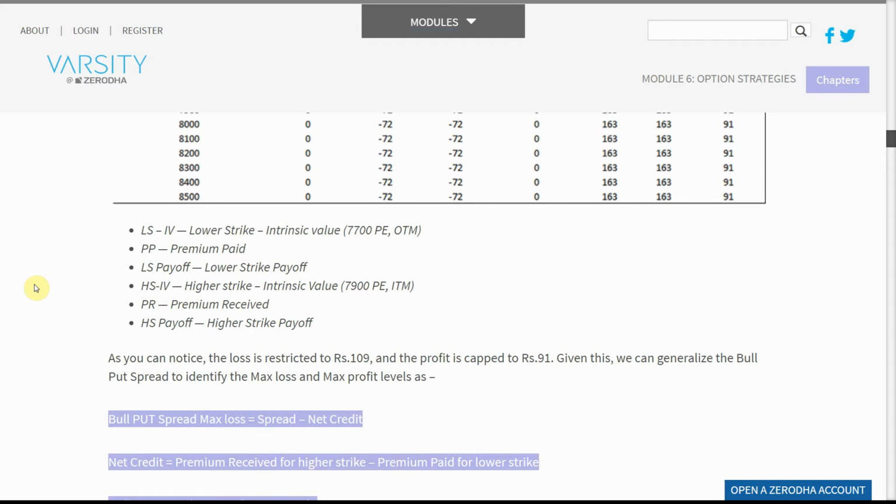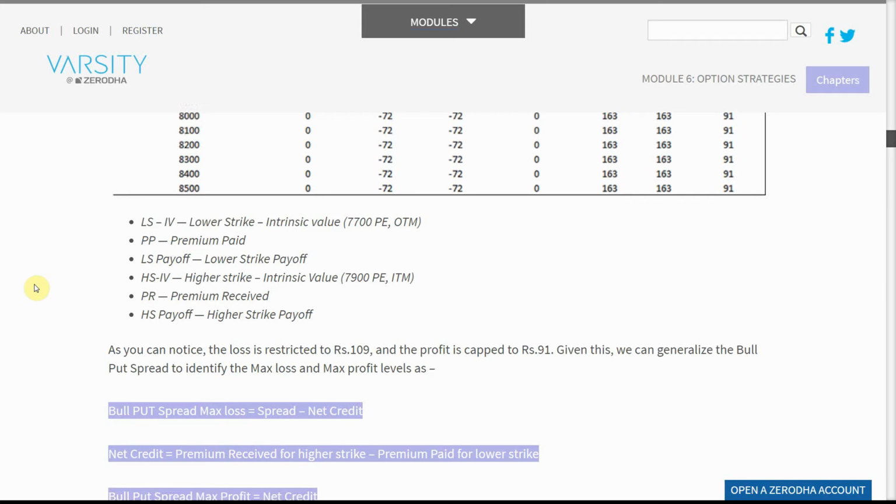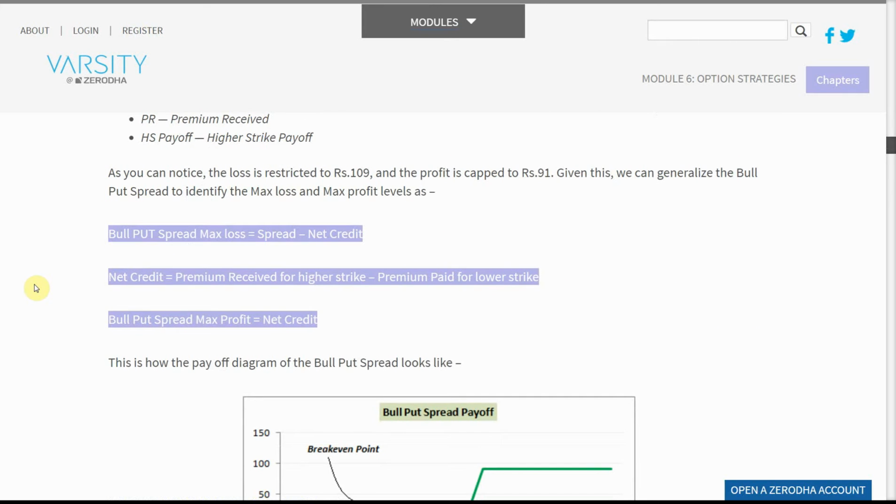Given this, we can generalize the bull put spread to identify the max loss and max profit levels. Bull put spread max loss equals spread minus net credit. Net credit equals premium received for the higher strike minus premium paid for the lower strike. Bull put spread max profit equals net credit. This is how the payoff diagram of the bull put spread looks.